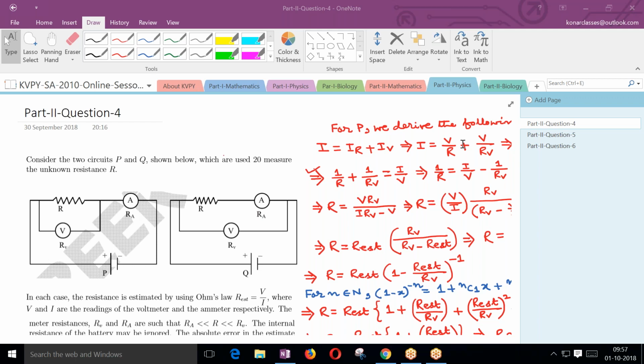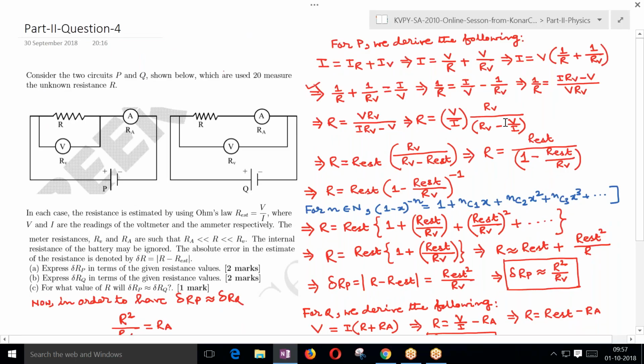Okay, fine, understood. So then what we did actually, 1 by R equal to I by V minus 1 by RV. Then we take an LCM simply. V into RV is the LCM. Then it is I into RV minus V. Correct. And after that, in the fourth line, we expressed R is equal to V into RV, correct, because it was 1 by R. Then we make a reciprocal, then R becomes V into RV by (I into RV minus V).